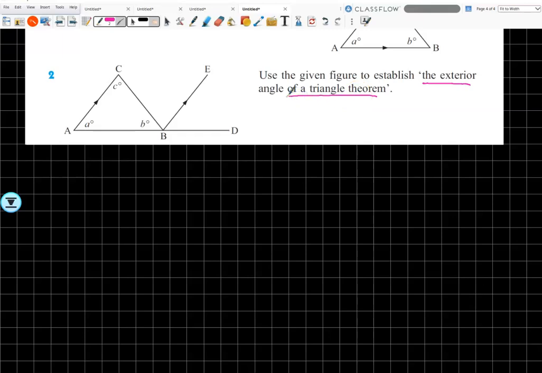Does anyone know what the exterior angle of a triangle is? Wowza. Good-o. That's good to know. So here we go. Interesting. So we're going to prove it without knowing what it is. So we see the parallel lines. What can we do?